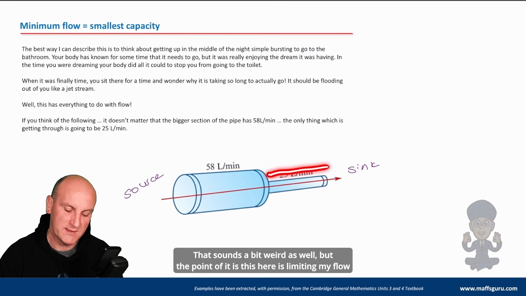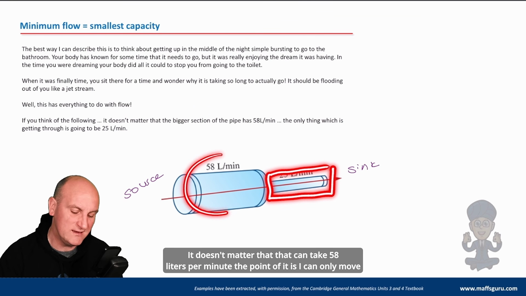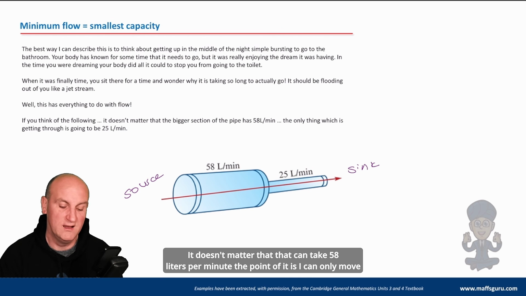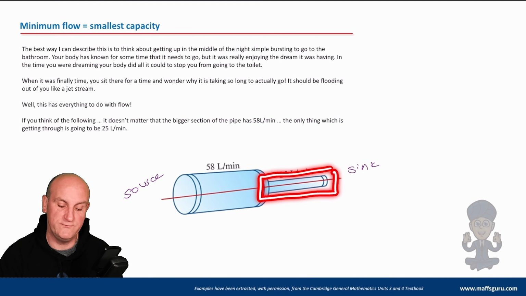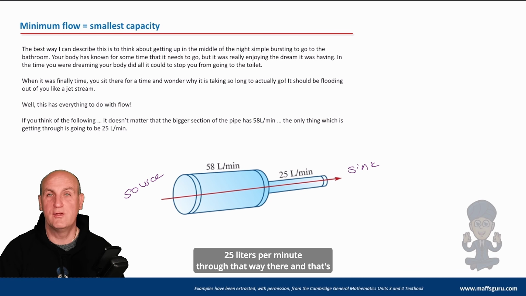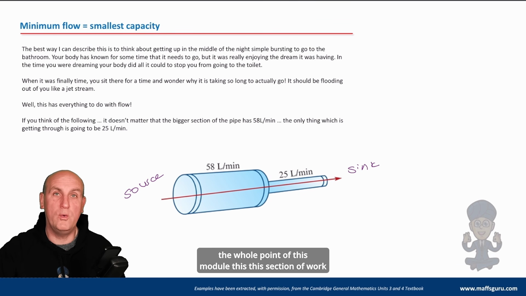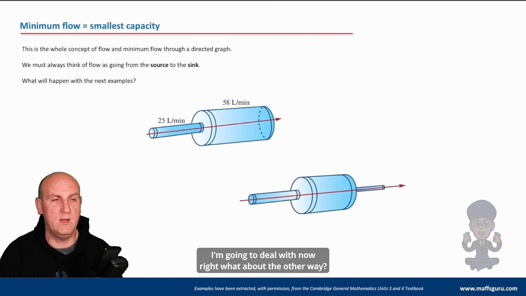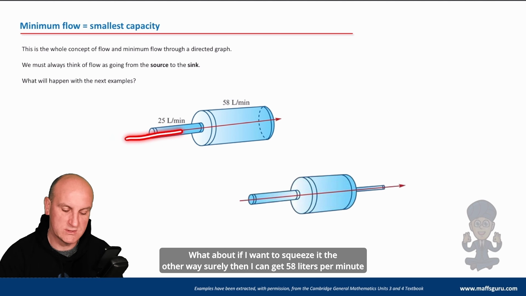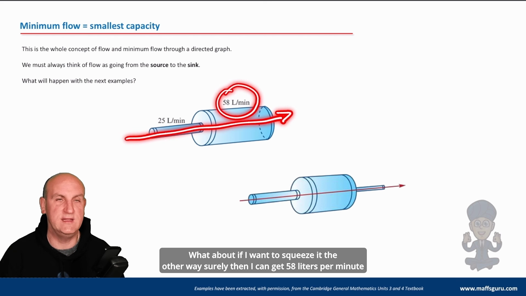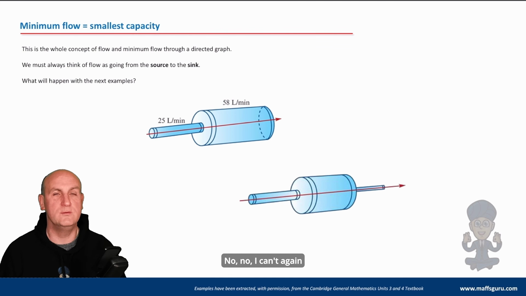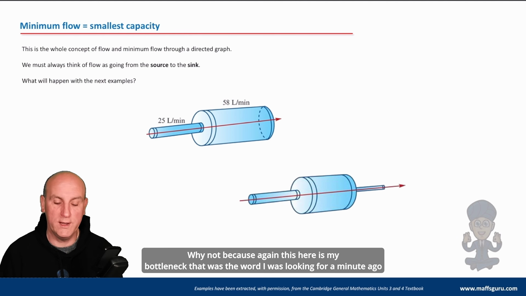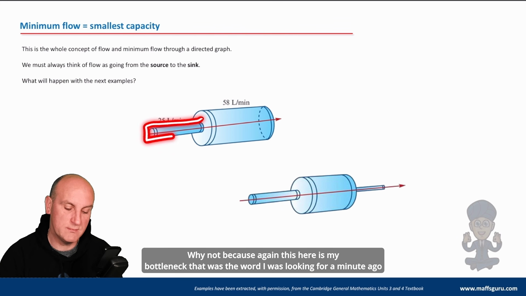But the point of it is, this here is limiting my flow. It doesn't matter that that can take 58 litres per minute. The point of it is I can only move 25 litres per minute through that way there. And that's the whole point of this module, this section of work I'm going to deal with now. Right? What about the other way? What about if I want to squeeze it the other way? Surely then I can get 58 litres per minute. No, I can't again. Why not? Because again, this here is my bottleneck.